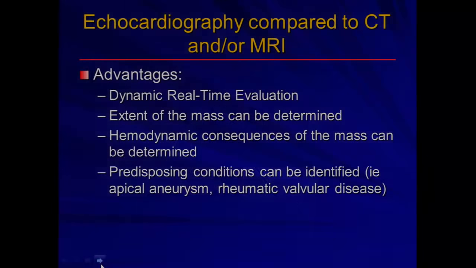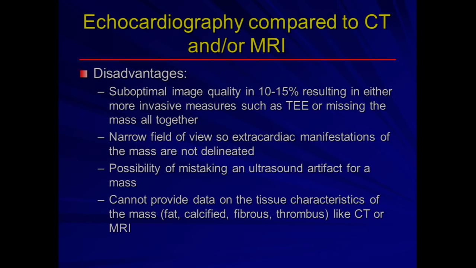So it's real time. It's not images that are compiled retrospectively. The extent of the mass within the heart can be determined. The hemodynamic consequences of the mass can be determined. And there are predisposing conditions that can be identified, such as an apical LV aneurysm or rheumatic valvular heart disease that can predispose to these masses. So those are all very important. There are disadvantages: suboptimal image quality in 10 to 15%. We realize that. So this results in either more invasive measures such as TEE or just missing that mass altogether, which we have some examples of.